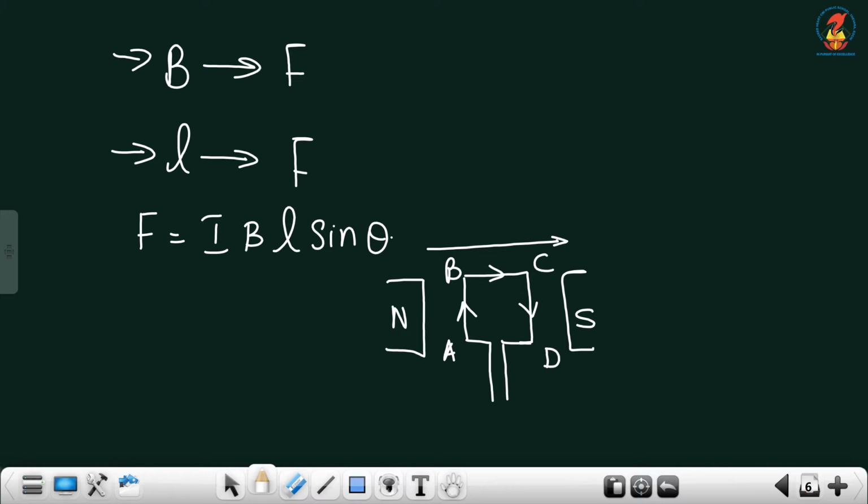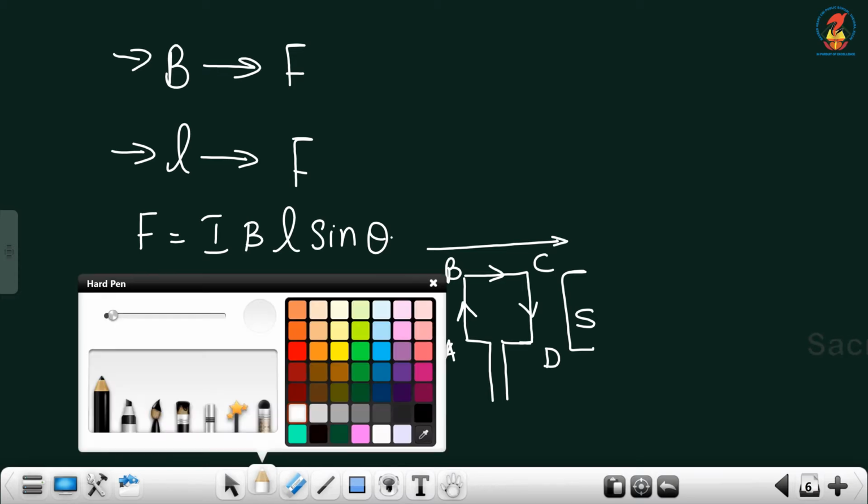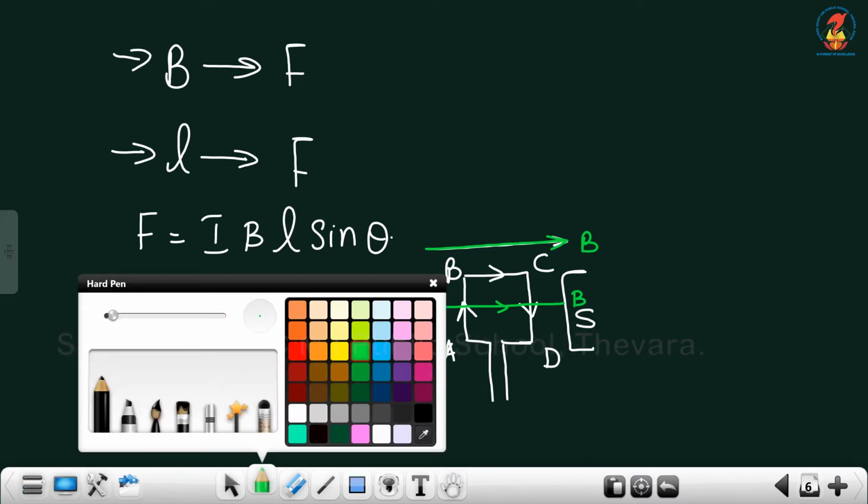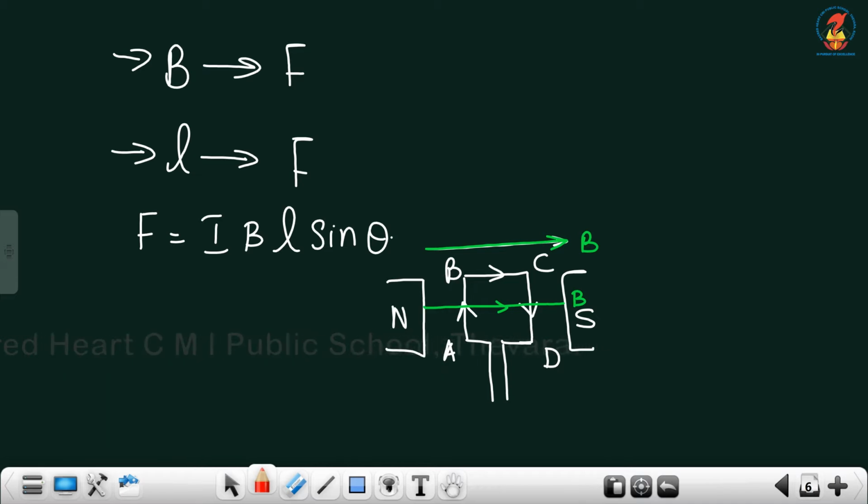That is, the magnetic field direction I will draw with another color pen like this. This is the direction of magnetic field. Okay. Direction of current I will draw with this one. It's the direction of current. Okay. So, current is entering and leaving from this rectangular coil.